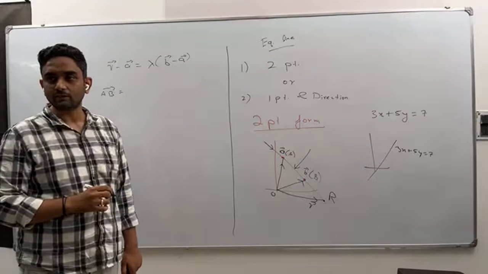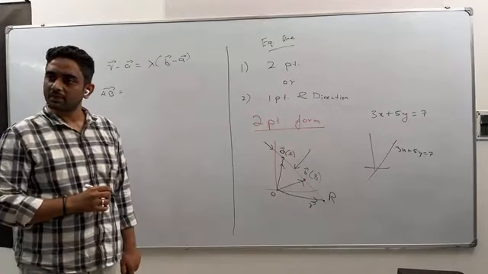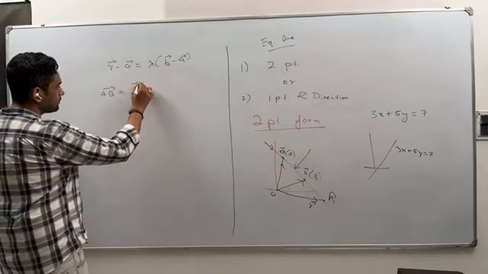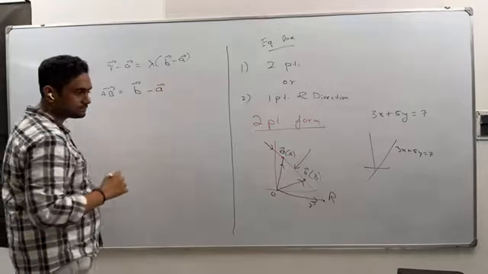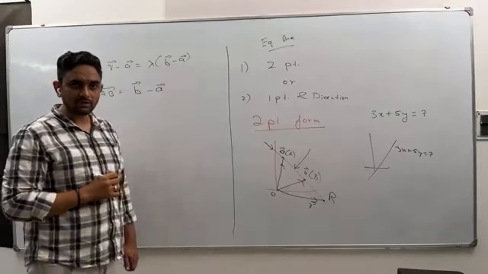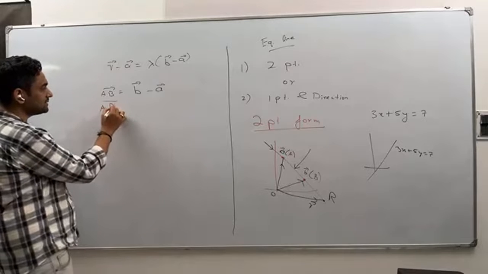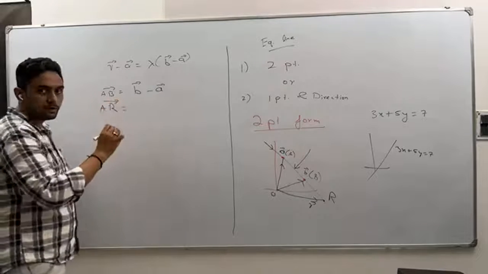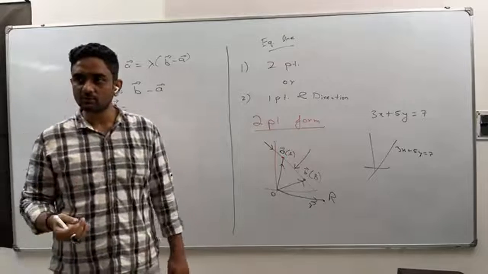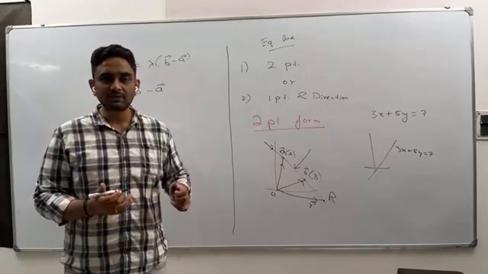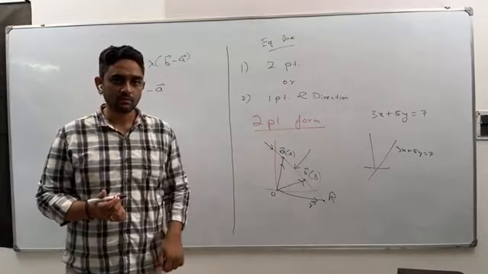In terms of vector A and vector B, vector AB is B minus A. Can I say that vector AR is nothing but a scaled version? All of you know what scaling is? Scaling means I just change the magnitude. So it's a scaled version of vector AB.